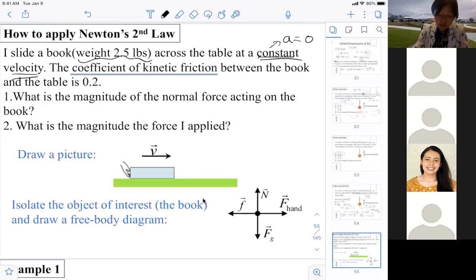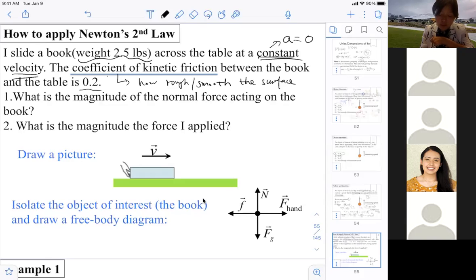Okay, and it tells us something about the coefficient of kinetic friction. We're not there yet. We haven't talked about how to calculate kinetic friction, but the coefficient simply tells us how smooth or how rough the surface is. Right? If there's ice, then it's very smooth. A wood table is maybe a little bit more rough. But if you have a carpet or sandpaper, that would be much more rough, right? So it really just describes what kind of surface you have.